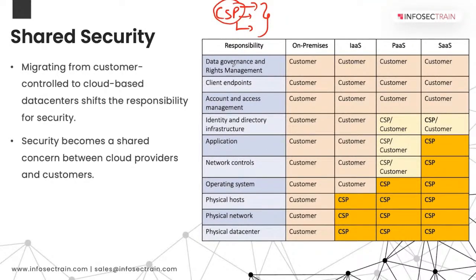So guys, right now we will cover a bit of theory, and then we'll jump in and see a few things practically as well. When we are talking about shared responsibility, we have different features: physical data center, physical network, physical host, operating system, network control, application, identity and directory infrastructure, account and access management, cloud endpoints like your mobile devices and laptops, and then data governance and rights management. So what is going to be your responsibility as the customer, and what is going to be the cloud service provider's responsibility?